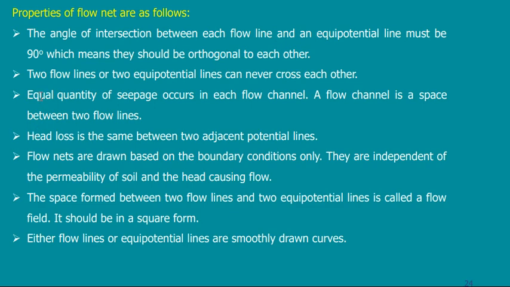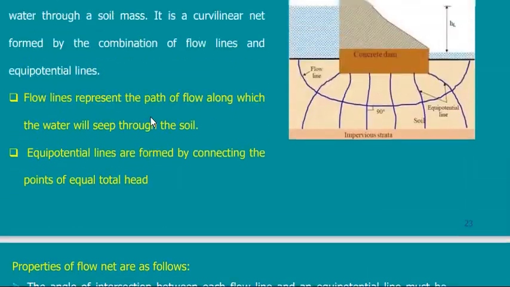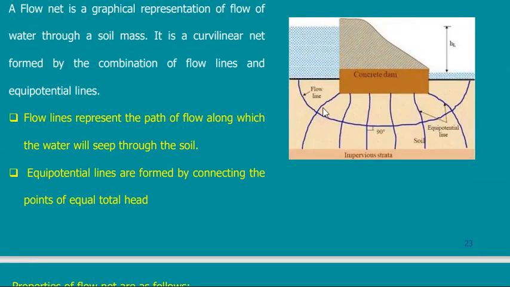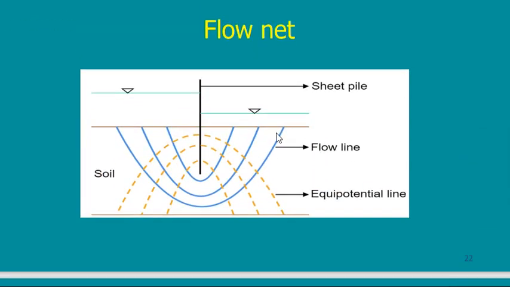So the third thing: equal quantities of seepage occur in each flow channel. It means that a flow channel is the space between two flow lines. If I have here, let's take this one, this is a flow line and this is a flow line.